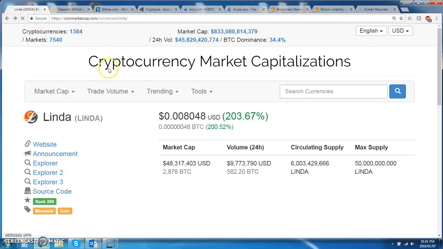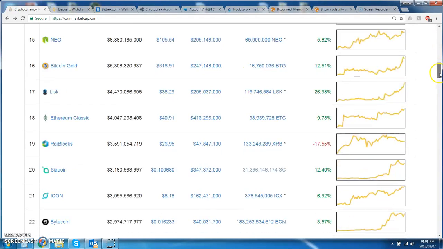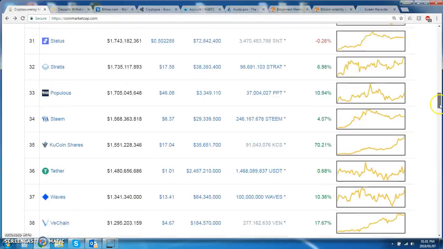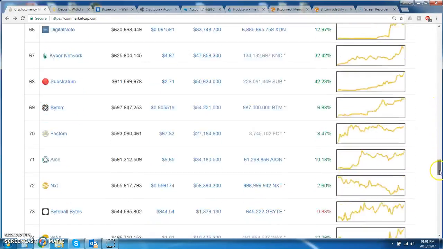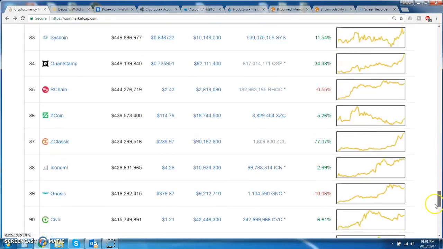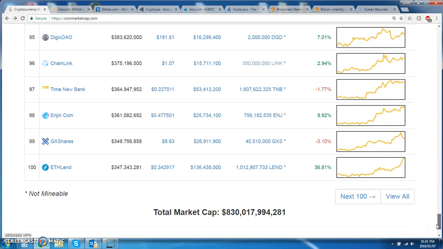Let's have a look. Let's go and see a coin that has a $500 million market cap now, because in a couple months, coins that have $500 million market caps are probably not even going to be in the top 100. Yeah, look at this. If we go down to the 100th ranked coin, it has a market cap of 347 million.